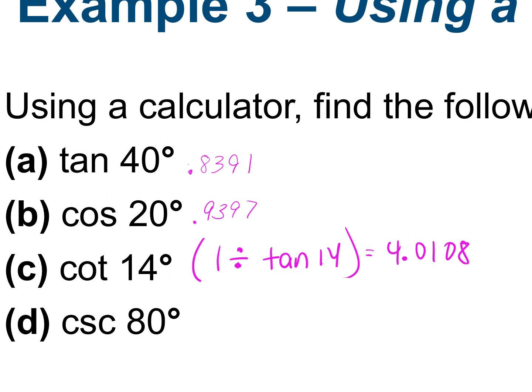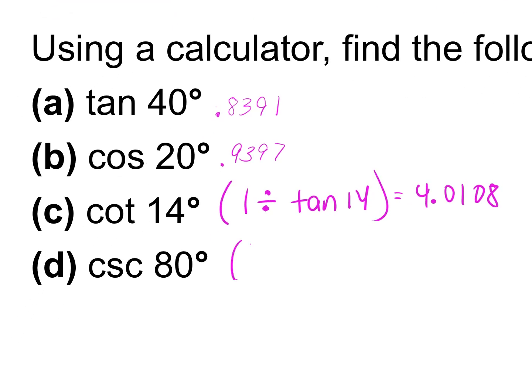Now, if you're not getting these answers, it's one of 2 reasons. 1, you're not plugging it in correctly, or 2, you're in the wrong mode. But when you get cosecant of 80, what do you think when you see cosecant? What is that the reciprocal of? Sine. So it'd be 1 divided by sine 80. What is that in your calculator? 1.0154. Okay, good.